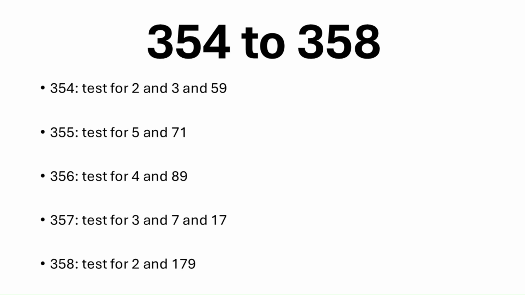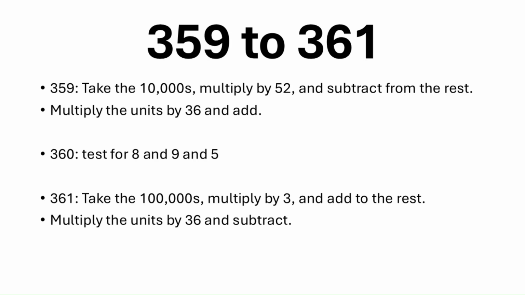356, test for 4 and 89. 357, test for 3 and 7 and 17. 358, test for 2 and 179. 359, take the 10,000s, multiply by 52, and subtract from the rest. Multiply the units by 36 and add. 360, test for 8 and 9 and 5.